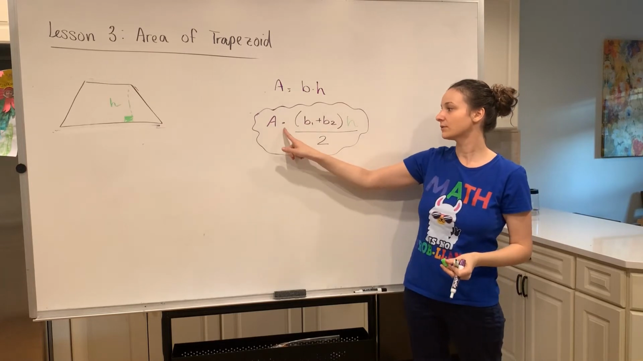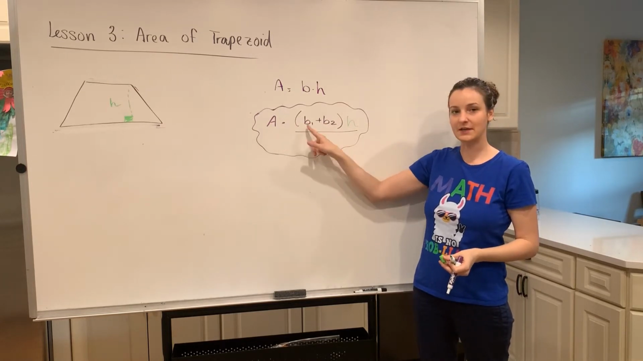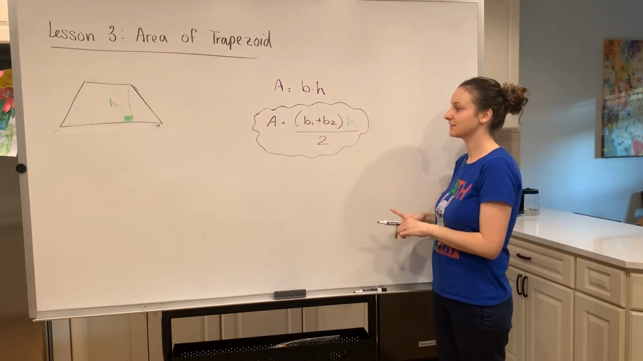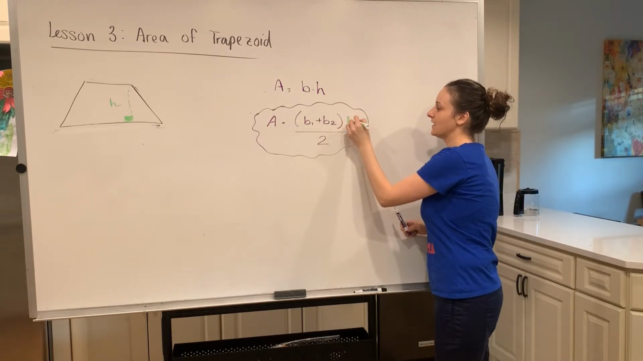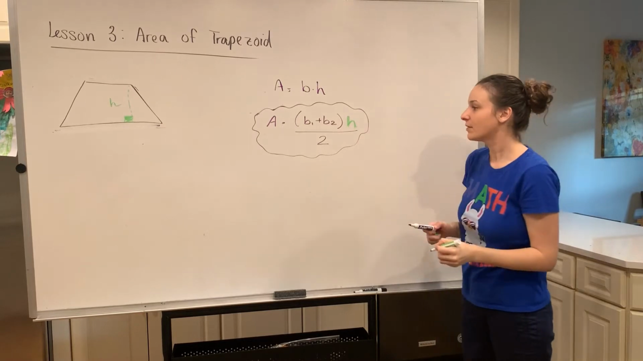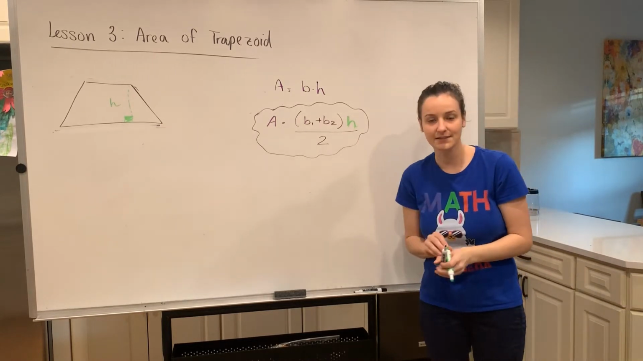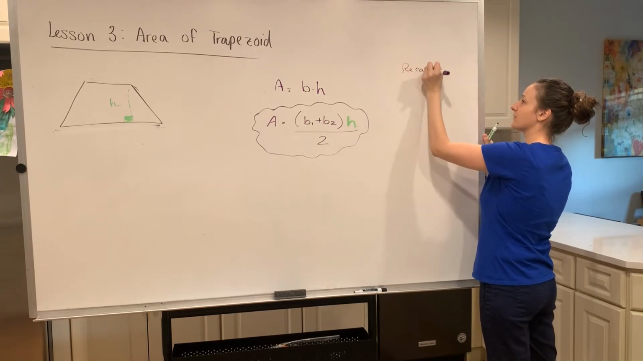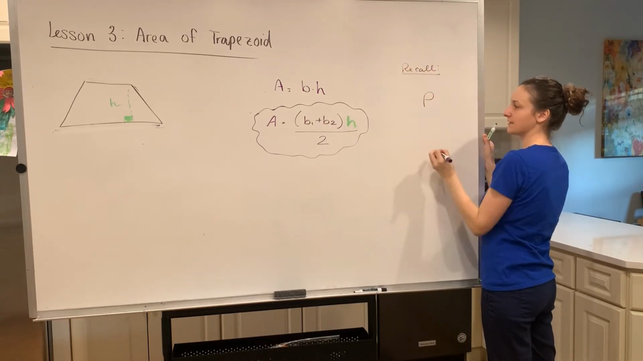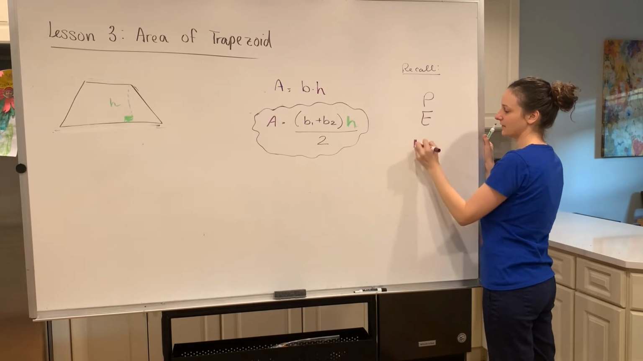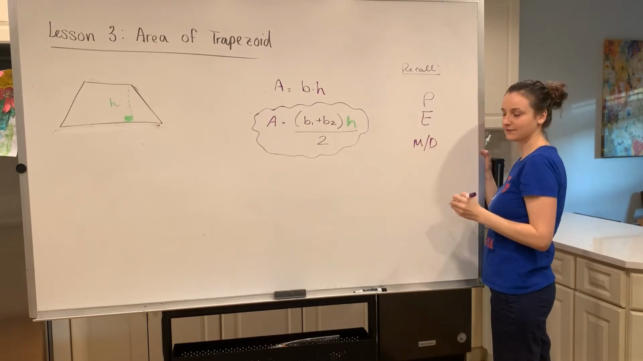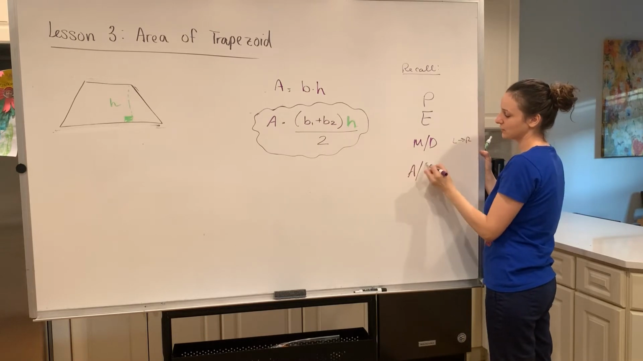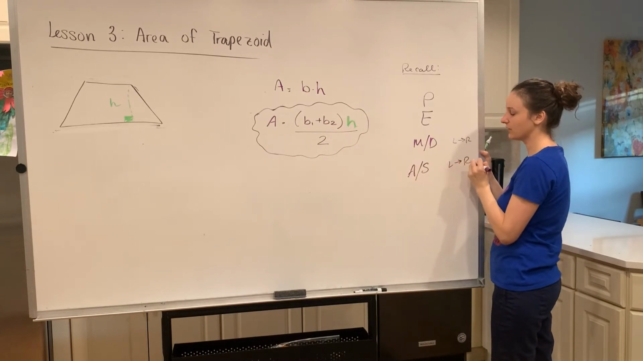The area is equal to the sum of the bases, base 1 plus base 2, multiplied by the height, and then divided by 2. So we're going to do an example of this. Make sure that when you're evaluating these that you're following the order of operations. So recall, when you follow the order of operations, P is for parentheses, E is for exponents, M and D, multiply, divide from left to right, and then add and subtract also from left to right.